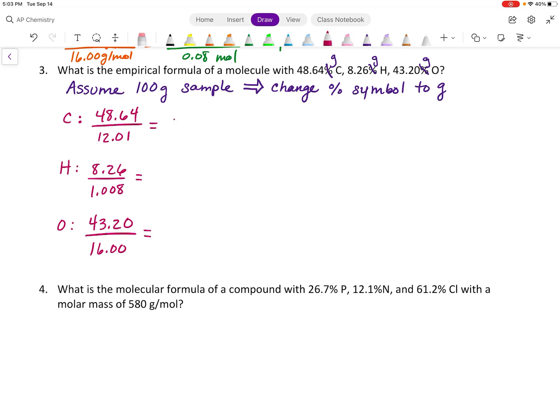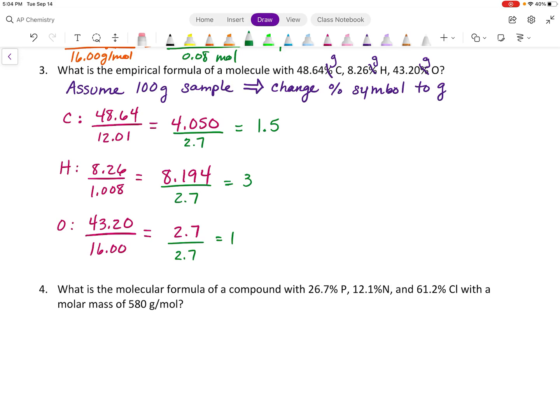Okay. So I go ahead and calculate each one of these. I've already done that ahead of time, and I get 4.050 for carbon, for hydrogen I get 8.194, and then for oxygen, I get 2.7. Again, we're going to divide by the smallest number, which is 2.7, so let's go ahead and do that. 2.7, we know that's going to be 1. This one comes out to 3. And the last one comes out to 1.5. Now the challenge is we cannot have a decimal, and we can't just round, okay?